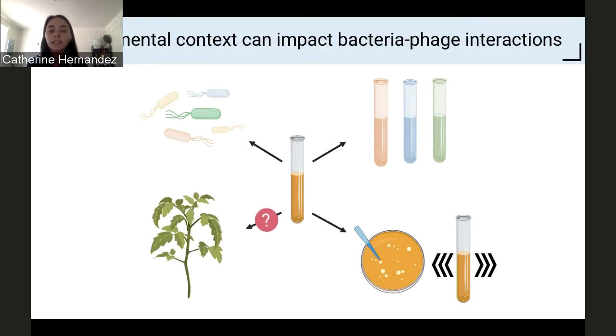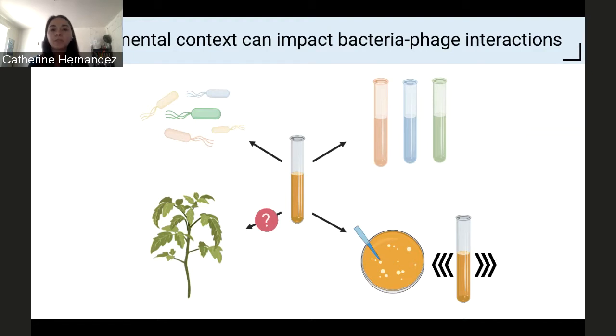But what's less clear is how our understanding of the way that spatial structure, resource availability, etc., plays out in vitro might translate to in vivo host-associated environments. And in particular, bacteria-phage interactions on plants is highly understudied.